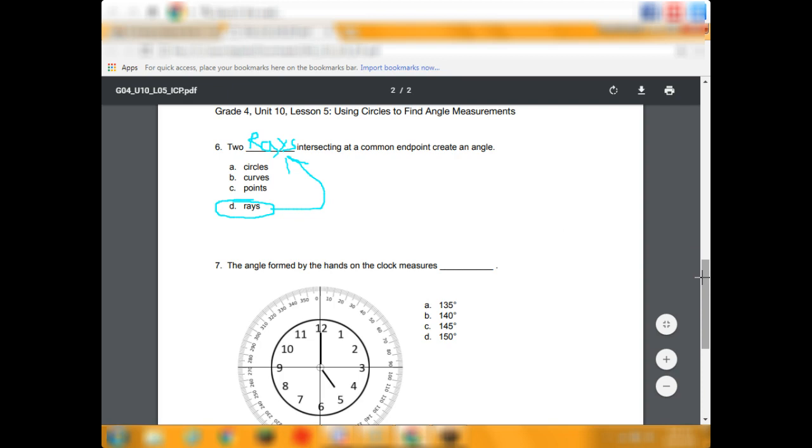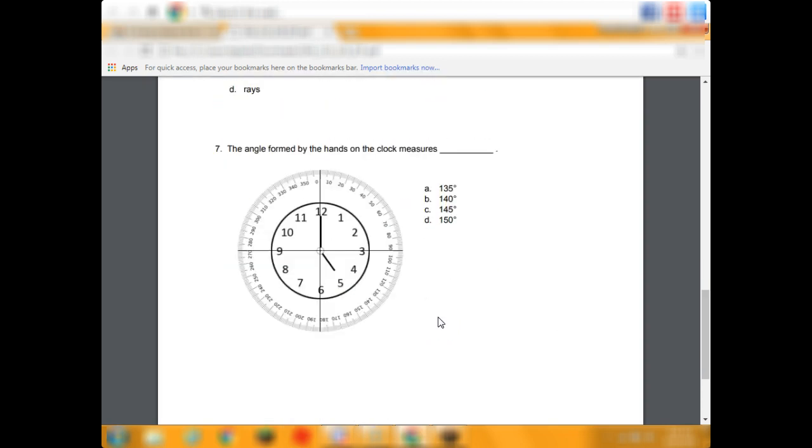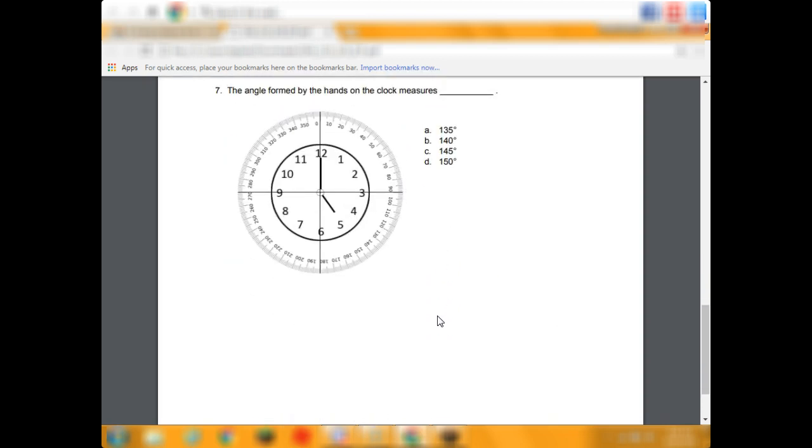The angle formed by the hands on the clock measures how many degrees. And I don't have a protractor, but we know it's something like this. So we can use the protractor that's on screen right now. It's this.